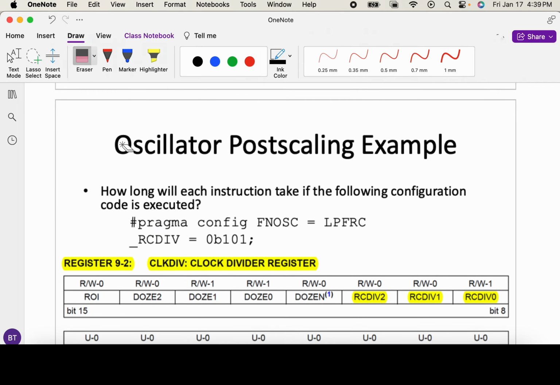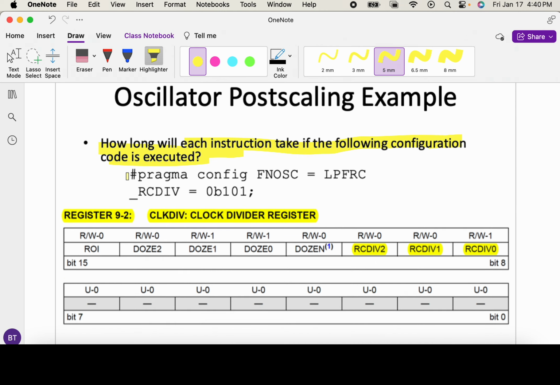Okay, so how long will each instruction take if we have the following configuration? Let's say we use the #pragma configuration for our clock as LPFRC. That's the low power fast resistor capacitor, so that's the 500 kilohertz oscillator. And we're going to set the RCDIV bits to 101.